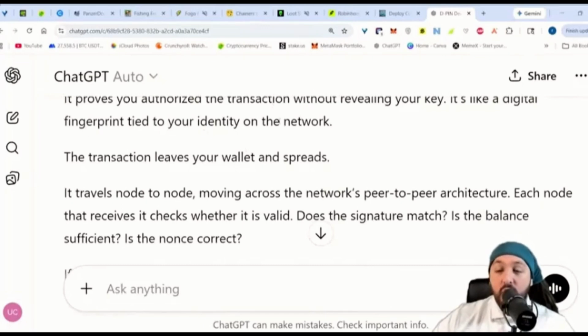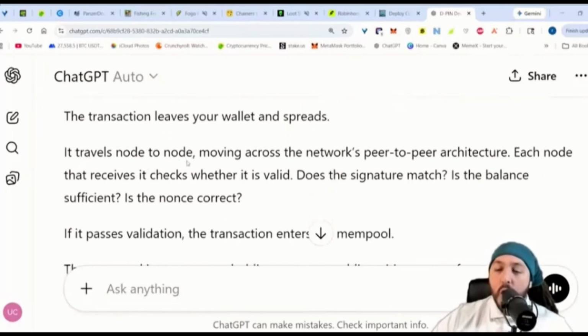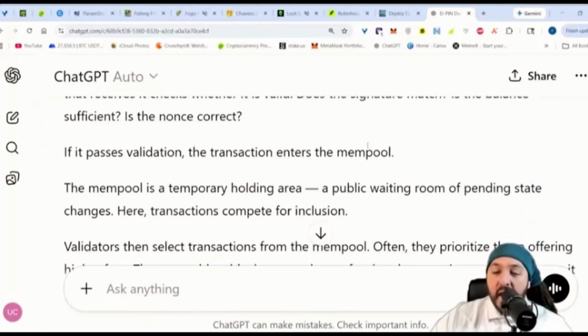The transaction leaves your wallet and spreads. It travels node to node, moving across the network's peer-to-peer architecture. Each node that receives it checks whether it is valid. Does the signature match? Is the balance sufficient? Is the nonce correct? If it passes validation, the transaction enters the mempool, not the meme pool.